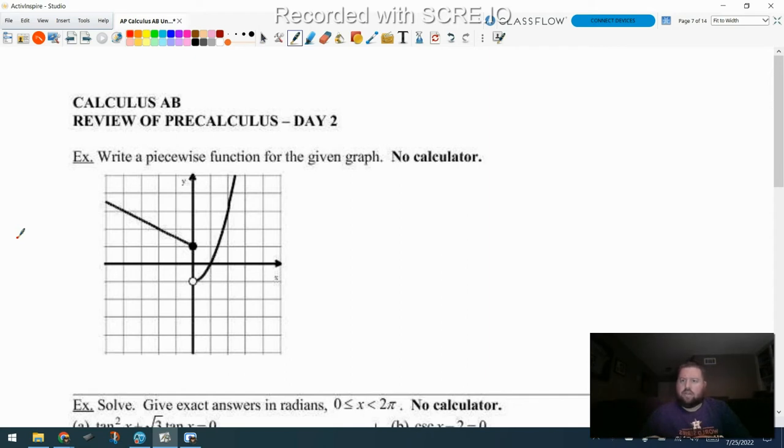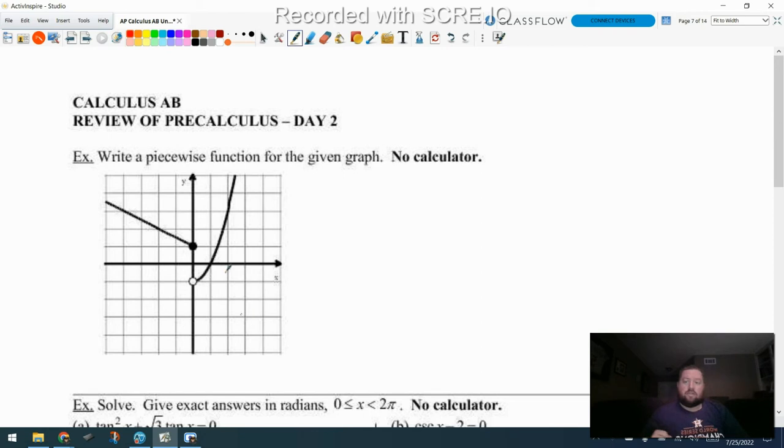All right. On day 2 of our Precal review, we're going to mainly focus on trig, solving some trig equations and stuff like that. But we are going to start out with another piecewise function. I mentioned on day 1 how important piecewise functions are to us in calculus. So that's what we're going to do here. Now we're going to go backwards.